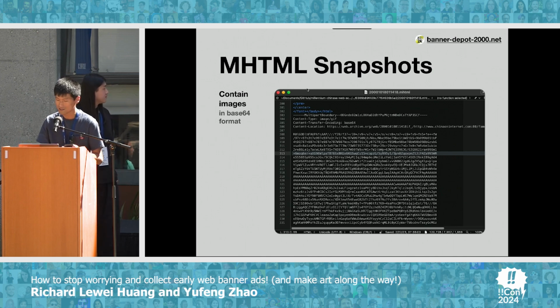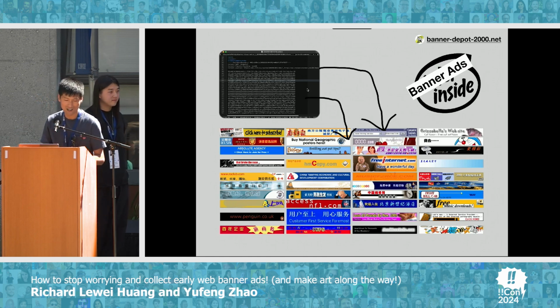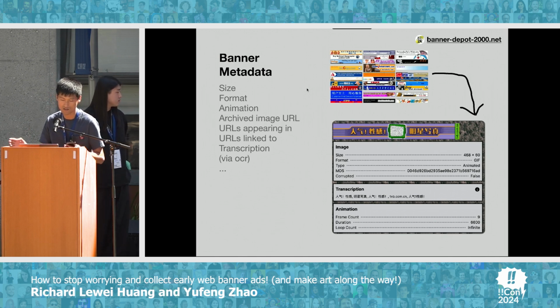And since many web pages from that time contained banner ads, after downloading thousands of web pages, we realized that we had actually downloaded a large collection of early web banner ads. So we thought, why not do something with the banner ad collection that we have at hand? We devised a Python script to extract all images fitting standard banner ad dimensions. In total, more than 22,000 unique banner ad image files were extracted from more than 1 million downloaded mHTML files.